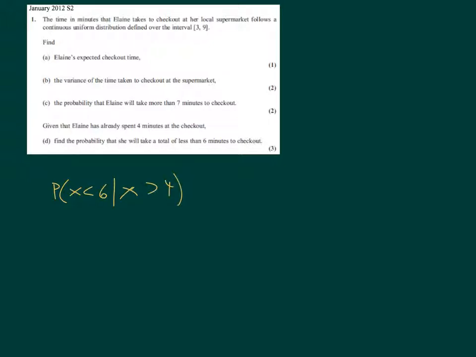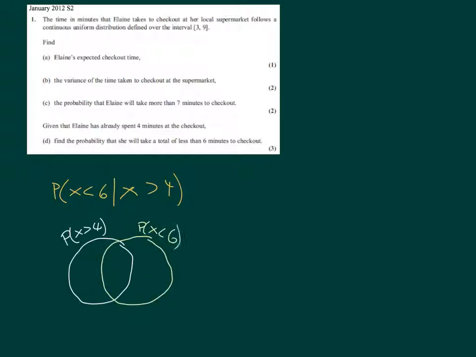So the way that I like to try and solve these questions is by using a Venn diagram. So we know that she's taken more than 4 minutes, but she must also take less than 6 minutes. So I've shown that with these two circles forming a Venn diagram. These are all the scenarios where x is greater than 4, and these are all the scenarios where x is less than 6. Obviously we've got some overlap, but not all the overlap.